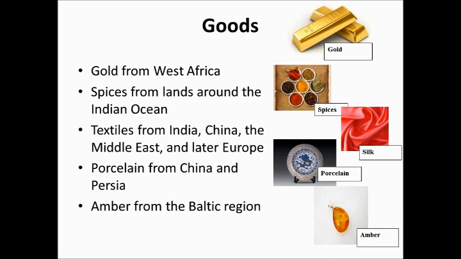This is what amber looks like. It's tree sap, and you can tell it can be very, very beautiful. For those of you that watched Jurassic Park, that's what they got the mosquito out of. It was in the tree sap, where they took the DNA of the dinosaurs.